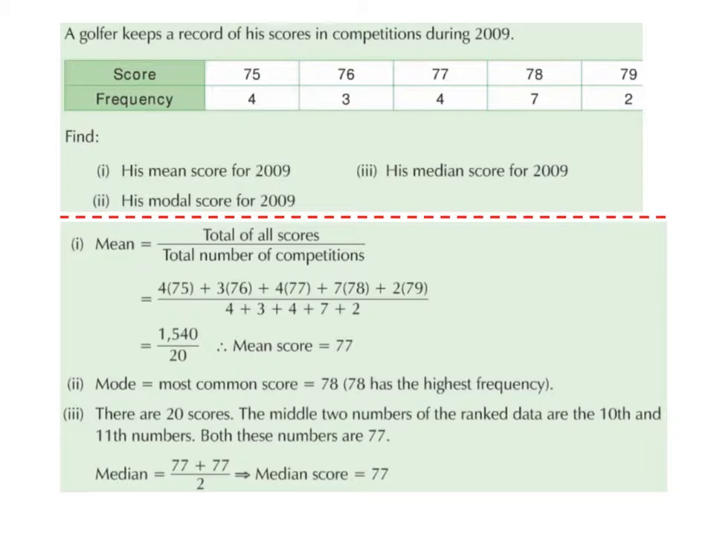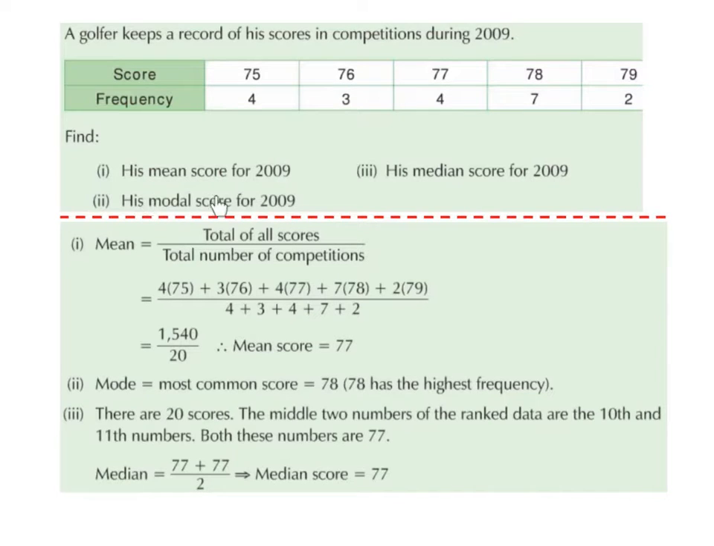And for the denominator, which is the total number of competitions, we're going to have to add up the frequencies. So it'll be 4 plus 3 plus 4 plus 7 plus 2. So we end up getting 4 times 75 plus 3 times 76 plus 4 times 77 plus 7 times 78 plus 2 times 79, which gives us 1,540, divided by 4 plus 3 plus 4 plus 7 plus 2, which is 20. And 1,540 divided by 20 is going to be 77. So his mean score is 77.